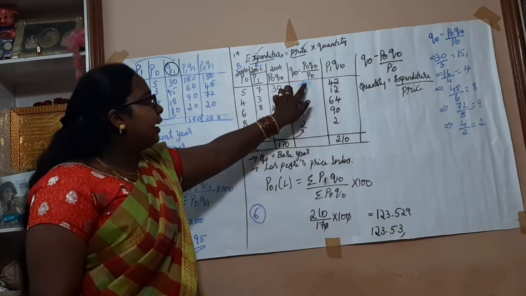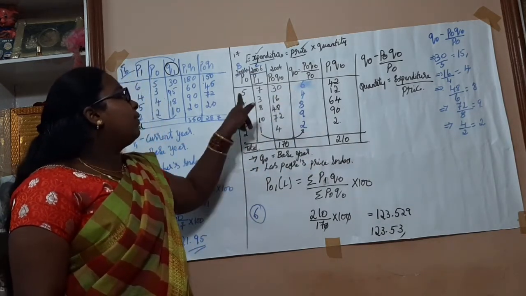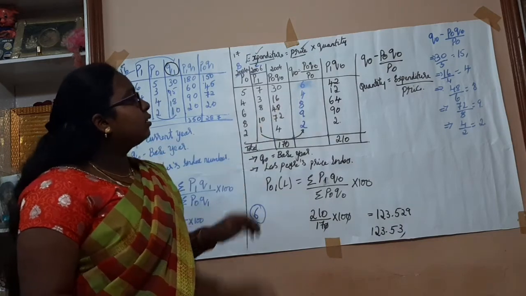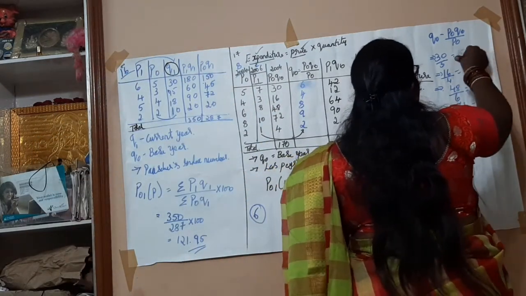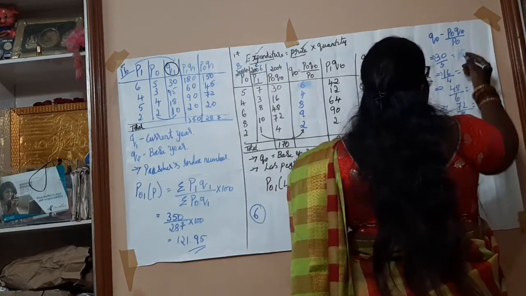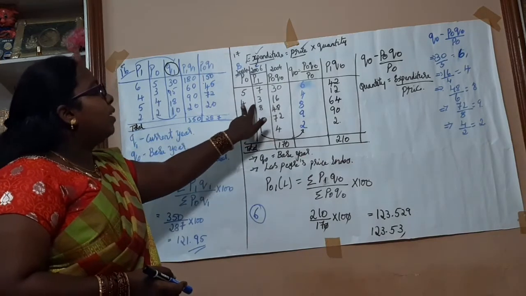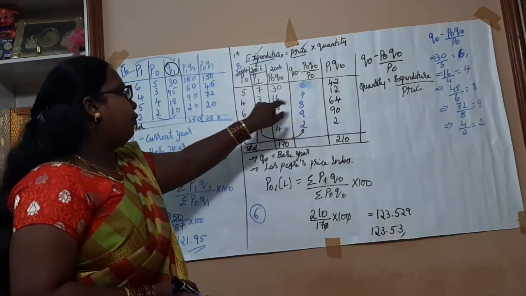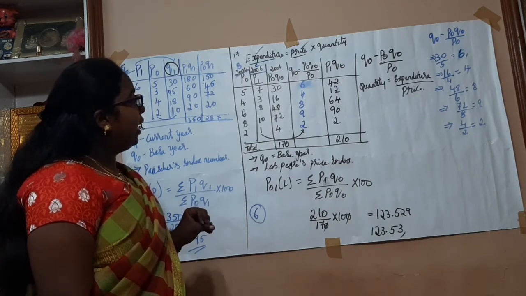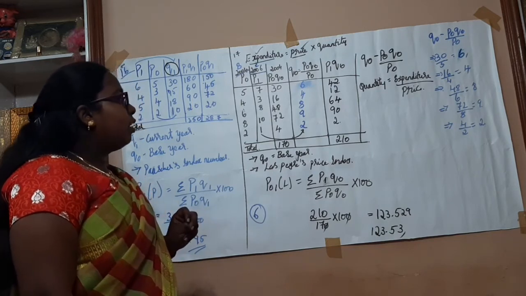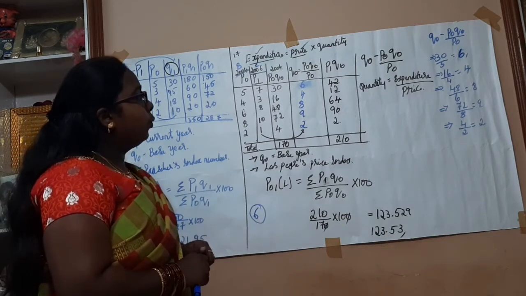I made a mistake here. I have written 15 here. Sorry, it is 6. So 30 divided by 5 you will get 6. Again here, it is 6 here. Then 16 divided by 4 you will get 4. Then 48 divided by 6 you will get 8. Then 72 divided by 8 you will get 9. Then 4 divided by 2 you will get 2.